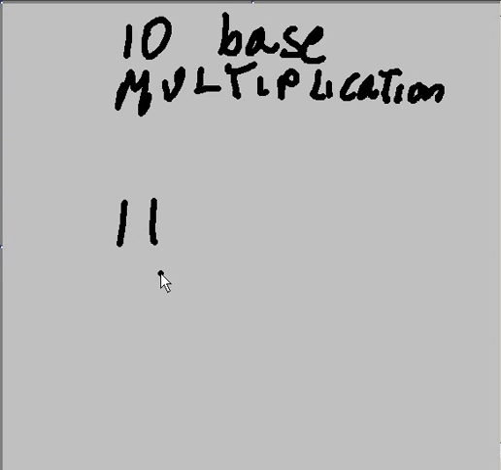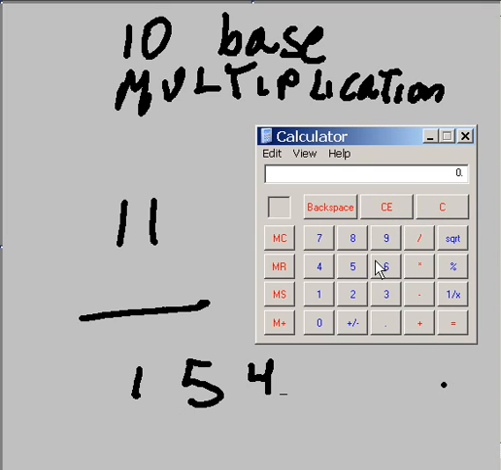11 times, I don't know, 14. So, what do we do? We take the 4, put it here. We take the 1, we put it here. 1 plus 4 is 5. And the answer is 154. Let's see if that's true. 11 times 14 equals 154. That is amazing. Well, that's another way to do it, with 11s. That works with 11s.